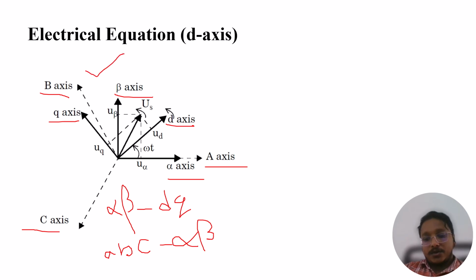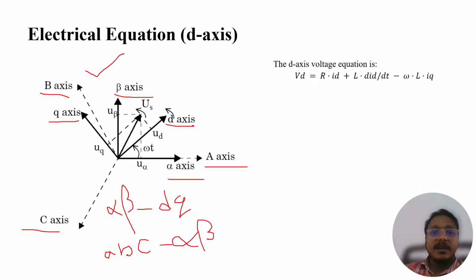Now we are going to discuss the D voltage equation, because the voltage equations are very important, as everything runs with KVL, Kirchhoff's laws, right? So VD, that means the D axis, equals R into ID plus L into dID by dt. I could not write the subscript here, so I wrote it like this. And in the same way, minus omega L into IQ. That means there is an angular component in the D axis also.